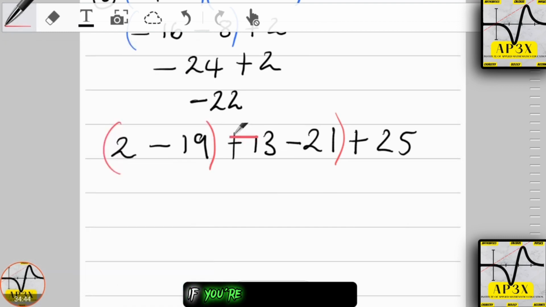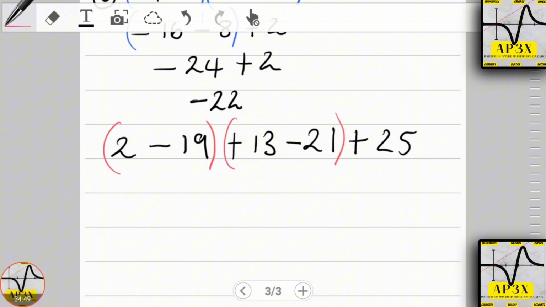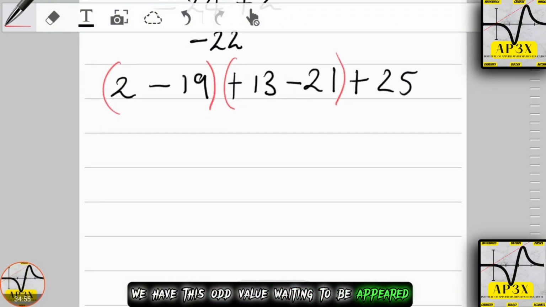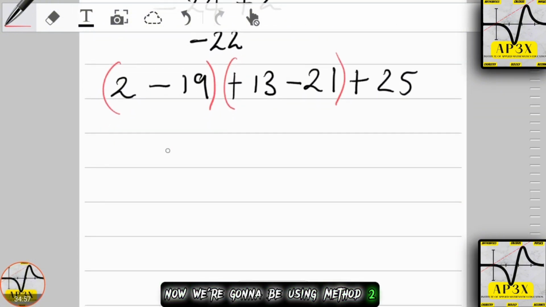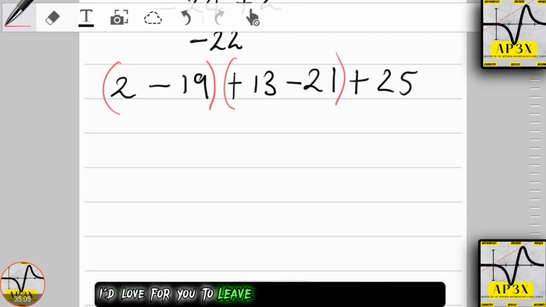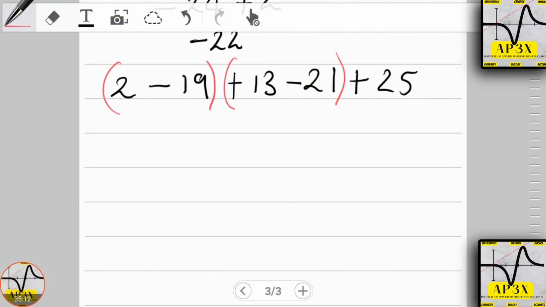So if we're going to be grouping, let us practice to group our signs with the number that is attached to it here. Once again, we have this odd value waiting to be paired. Now we're going to be using method 2, which is the O1/2 method. So I'm fluctuating the methods that I'm using just to show you which one is effective. Again, I'd love for you to leave your comments down below, guys. If you're watching this tutorial video, let me know which method works for you.